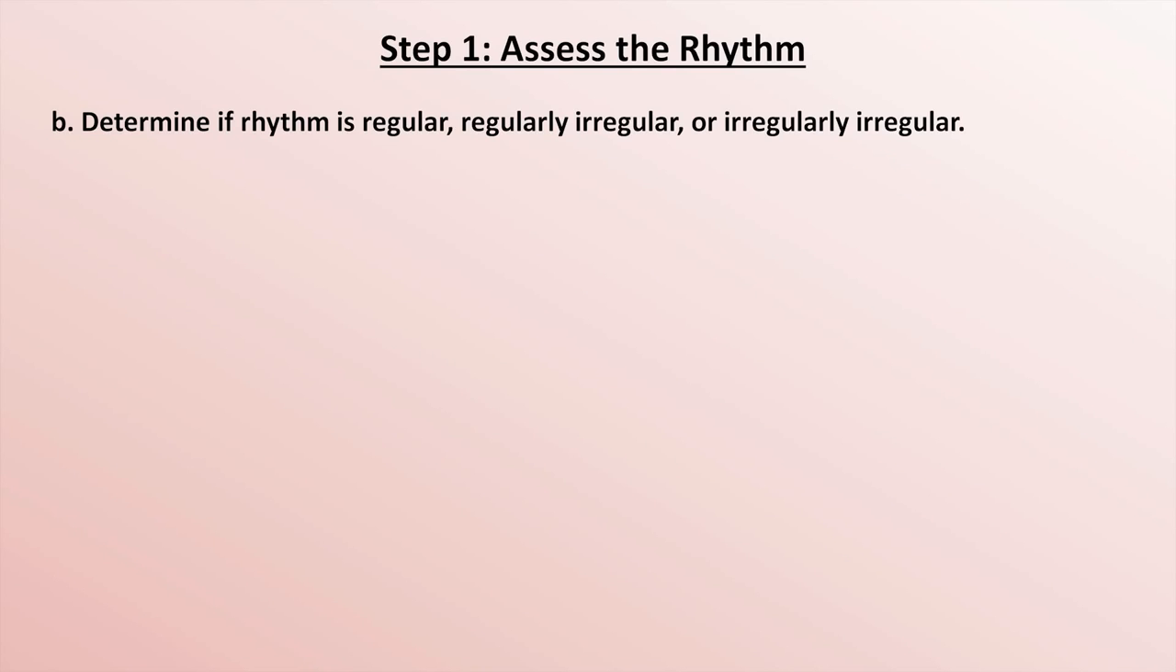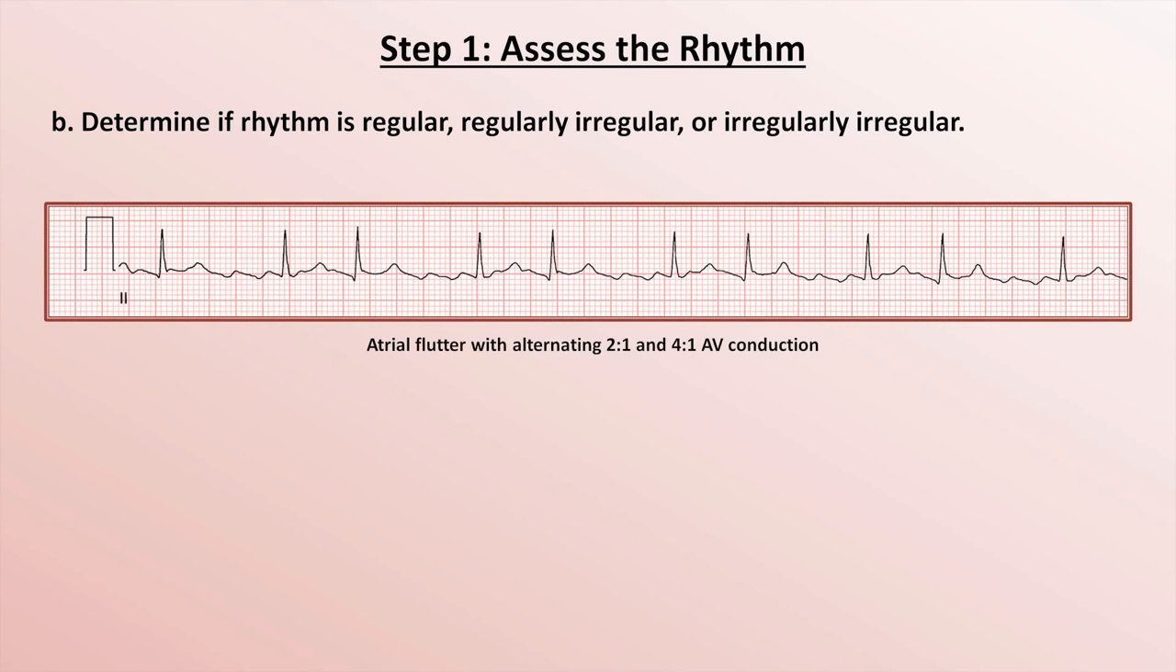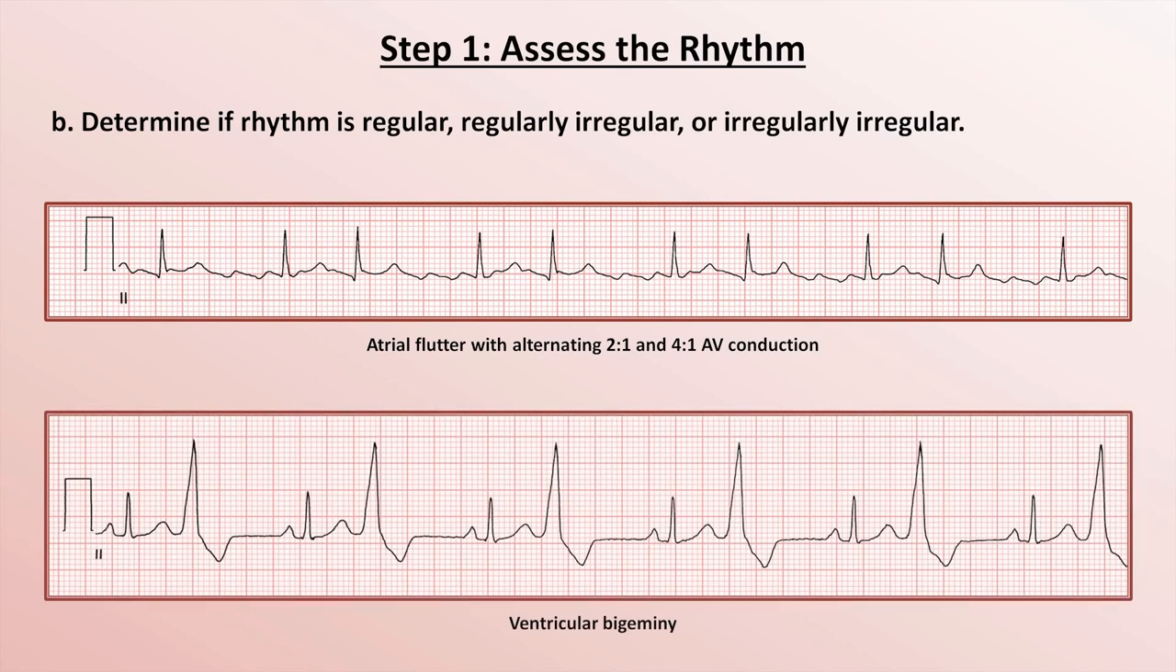Here are just 2 examples of the more unusual of the aforementioned rhythms. First, atrial flutter with alternating 2-to-1 and 4-to-1 conduction. And then ventricular bigeminy, in which every normal sinus beat is immediately followed by a PVC, which then blocks the subsequent sinus beat from occurring. In ventricular trigeminy, you have 2 sinus beats followed by a PVC, then 2 sinus beats followed by PVC. But otherwise it looks very similar.